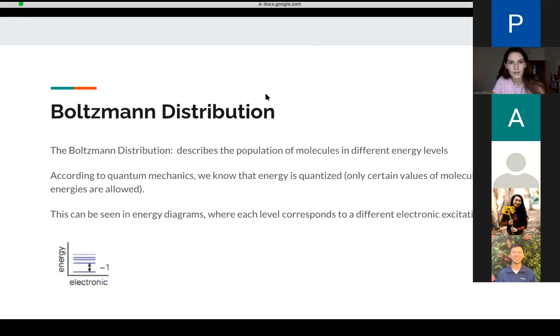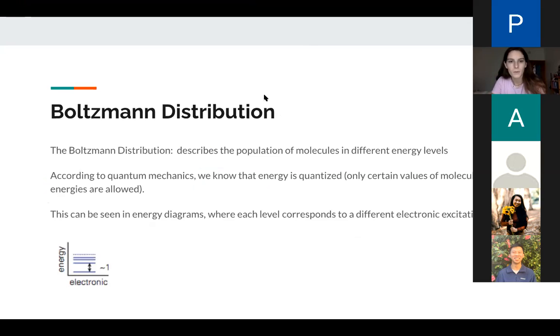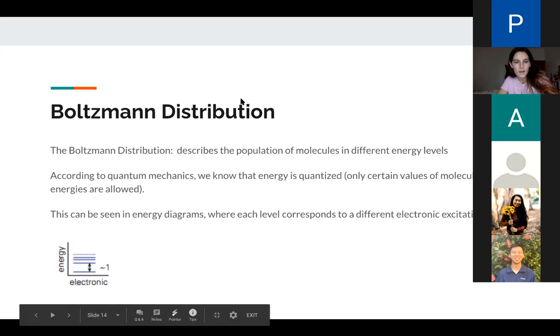And so now we're going to talk about the Boltzmann distribution. So the Boltzmann distribution, very generally, describes the population of molecules in different energy levels. And to understand this, we need to remember that according to quantum mechanics, energy is quantized, and so only certain values of molecular energies are allowed. This can be seen in energy diagrams where each level corresponds to a different electronic excitation state. And so this is a pretty basic one right here, where you can see each level is a different energy level.